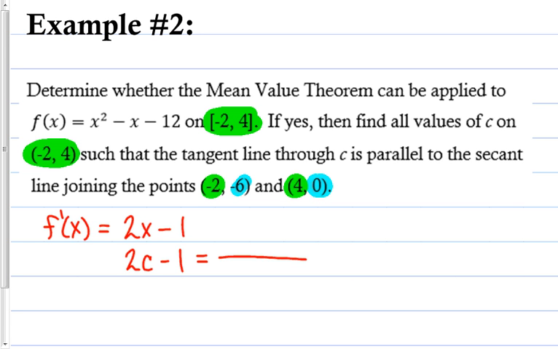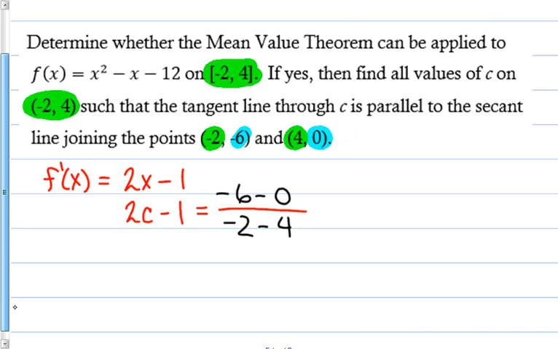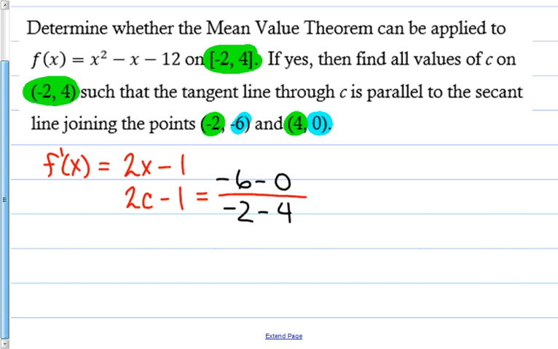Alright, I'm just going to write some notation there. So let's do -2 minus 4. Those are the x's. So -6 minus 0. Those are the y's. So my job is to find c. I need to figure out what c equals. So this is staying the same for right now.